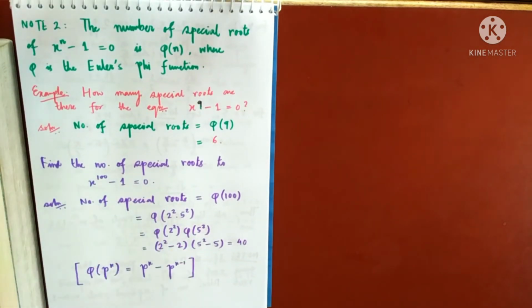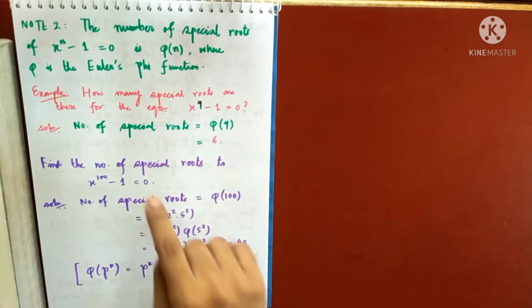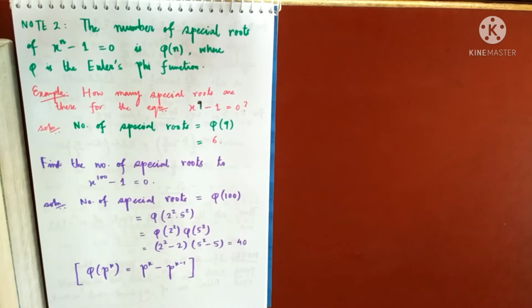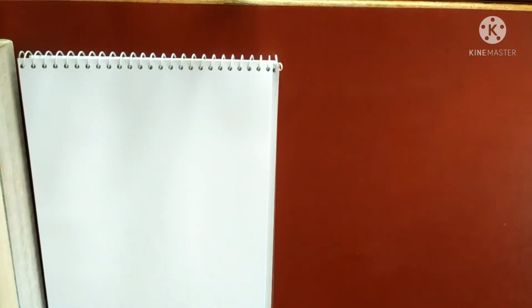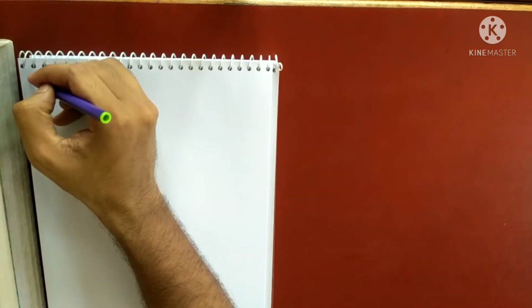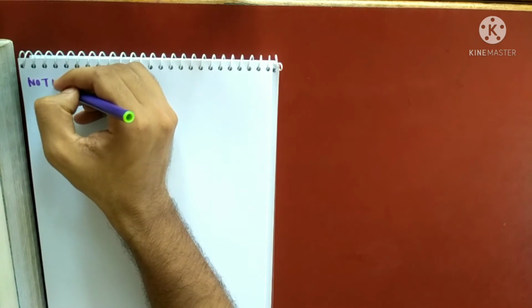Am I clear? I have given you the formula, and you can find the number of special roots. And how many roots are not special? 100 minus 40, which is 60. Clear? I'll talk about non-special roots.